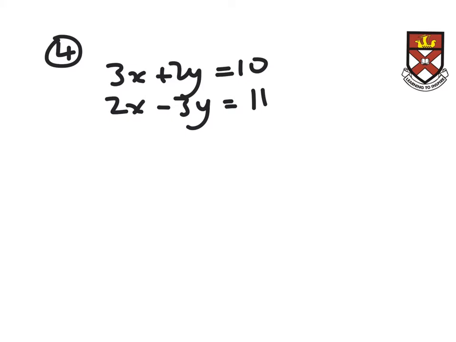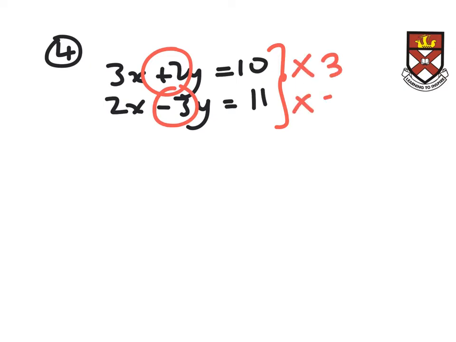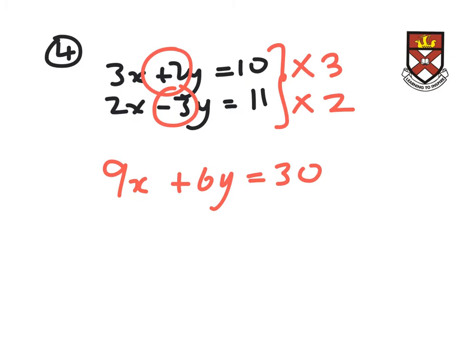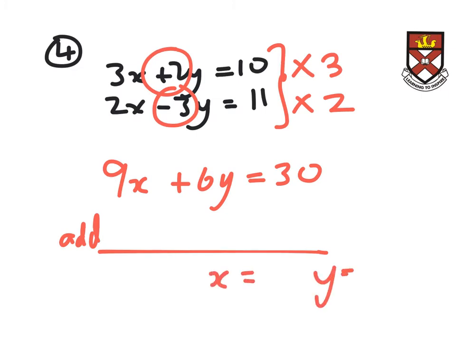Question 4. Shouldn't have to say much about this, guys. Try and make these numbers the same. So I'm going to times this one by 3, this one by 2. Remember, when you times by 3, remember to times everything by 3. I'll let you times the second one by 2. Do your big add sum. Work out your x number. Work out your y number.